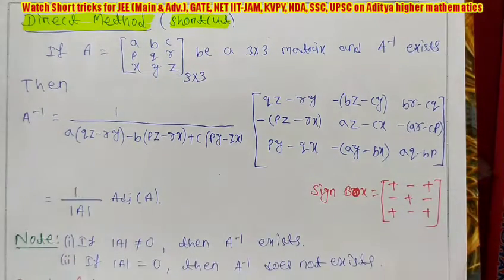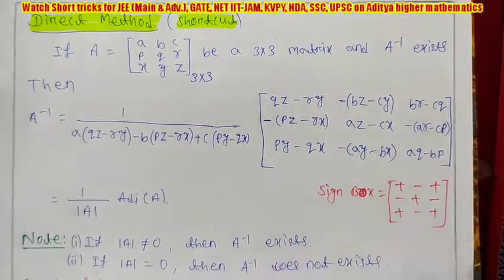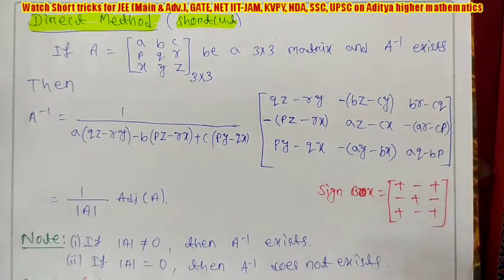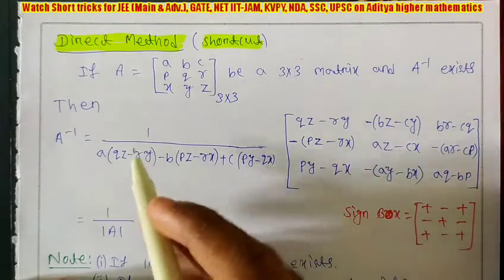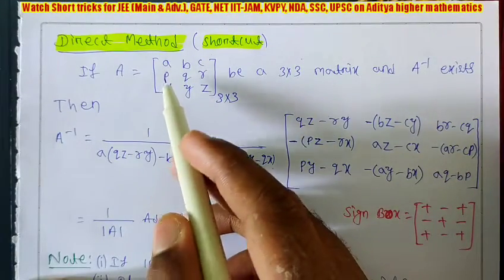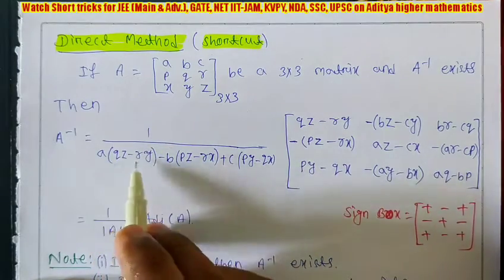Whatever 3 by 3 matrix you are getting, when A inverse exists, then you can apply this. And don't fear by looking at this formula. It is simple and very easy to remember. I will tell you the trick of how to remember this. Understand? Try to understand what I am saying now. First, 1 by determinant of A, you have to write this. And how to write the rest?